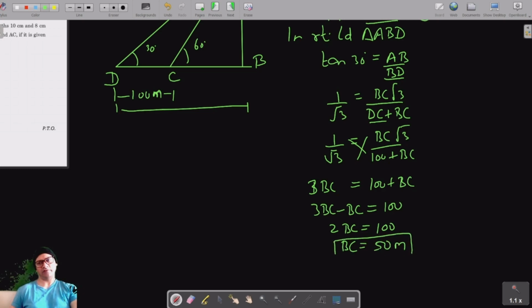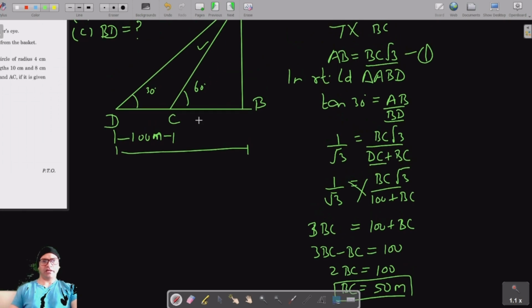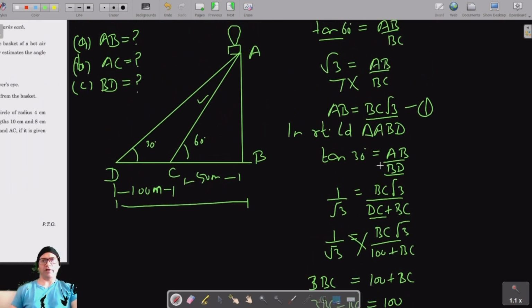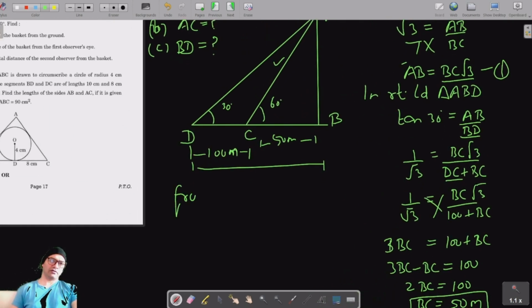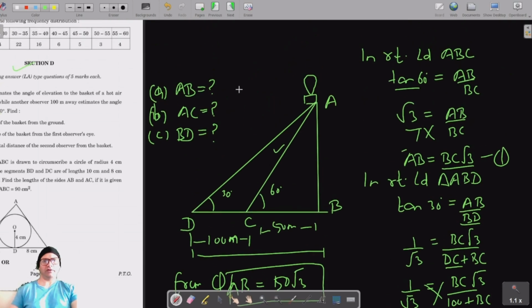So BC is equal to 50 meter, but we have to find AB. So from the first equation we can get AB, which is the height of the basket from the ground, which is BC root 3, and BC is 50, so this is 50 root 3. So we have got AB, which is 50 root 3.